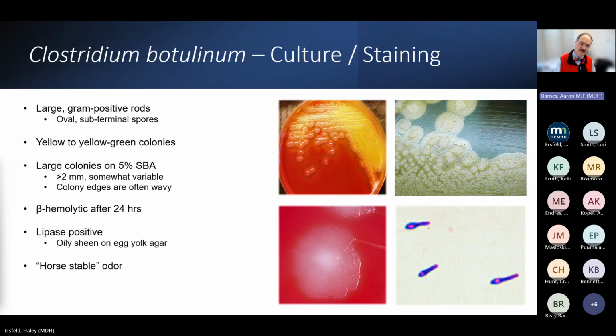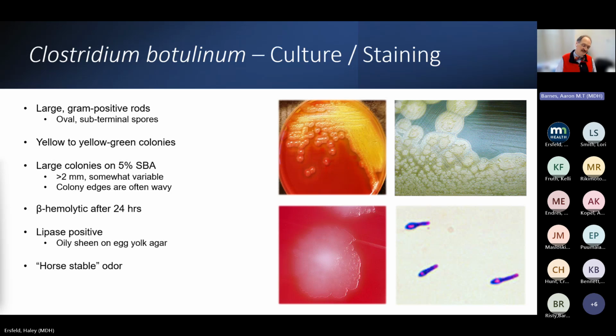Interesting, not only is it grown anaerobically, but you get what are called butyrous colonies. Butyr is Latin for butter-like, or buttery, and they do have a very yellow appearance. They're yellow to yellow-green. On the plate, they form really large colonies, often greater than 2 millimeters, with a wavy and scalloped edge. They become beta hemolytic, but not until after 24 hours. And they're lipase positive, so when we put them on an egg yolk agar, they get this oily sheen as it's lysing that fat.